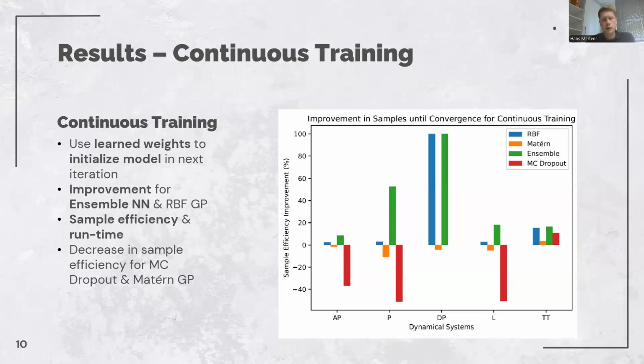For the RBF Gaussian process models, we also saw an increase in performance. For the Matern kernel models, however, we saw a slight decrease. And for Monte Carlo dropout, we saw a huge decrease generally, but those models did not perform very well anyways.